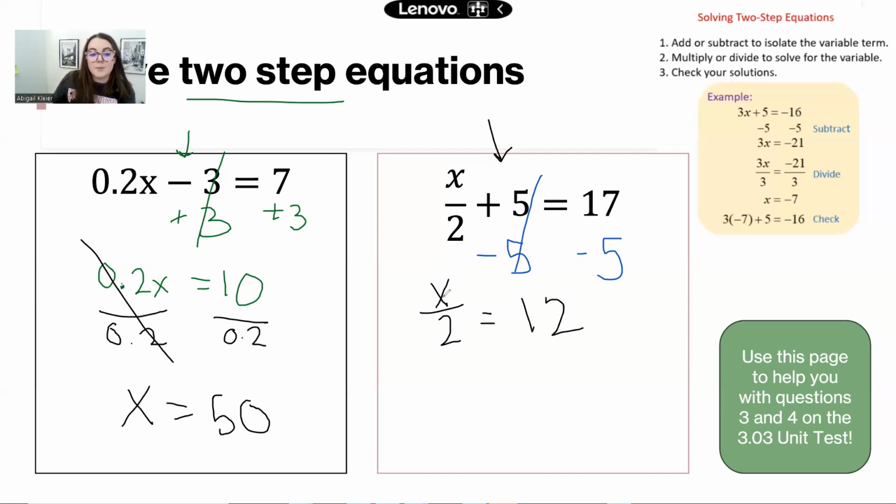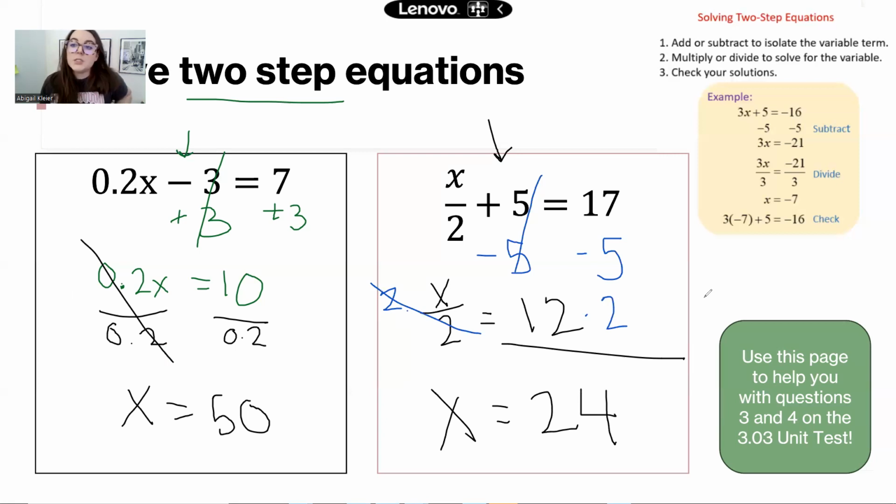Finally, I'm down to one more step. My goal is still isolating the variable. x is being divided by 2. In order to get rid of it, I need to multiply both sides by 2. And this leaves me with x equals, I have 12 times 2 over here, x equals 24. So I just did two different examples of solving two-step equations. This will help you with questions 3 and 4 on your Unit 3 test.